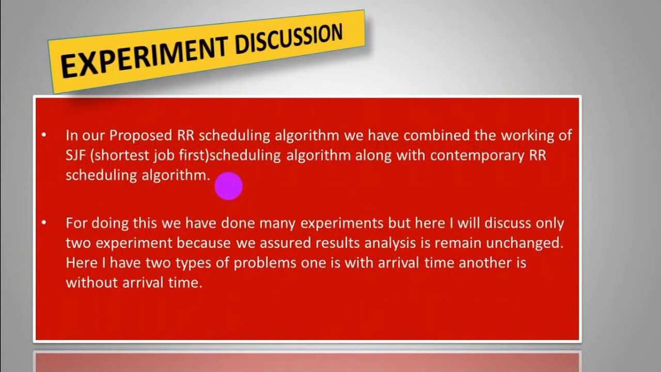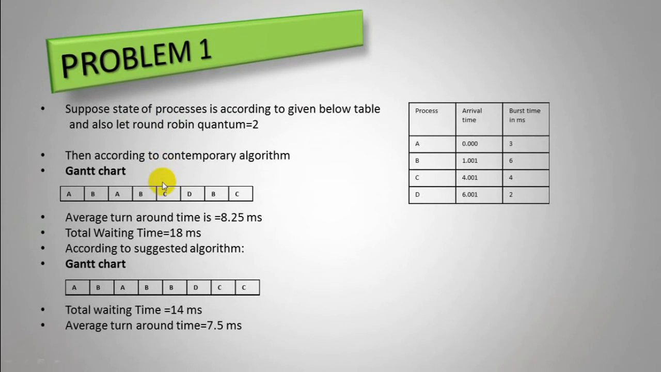In our proposed RR scheduling algorithm, we have combined the working of the shortest job first scheduling algorithm along with the contemporary RR scheduling algorithm. For this, we have done many experiments, but here I will discuss only 2 experiments because the result analysis remains unchanged. Here we have 2 types of problems. One is with arrival time and the other is without arrival time. First of all, let us consider the one with arrival time.